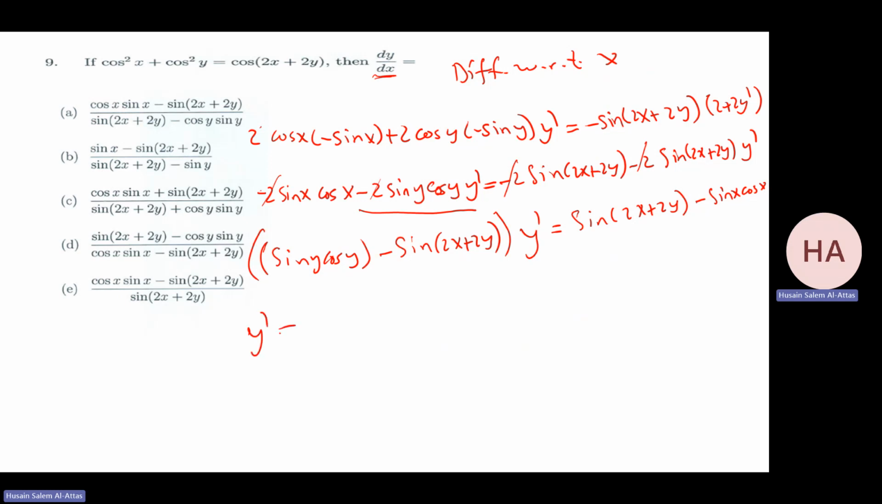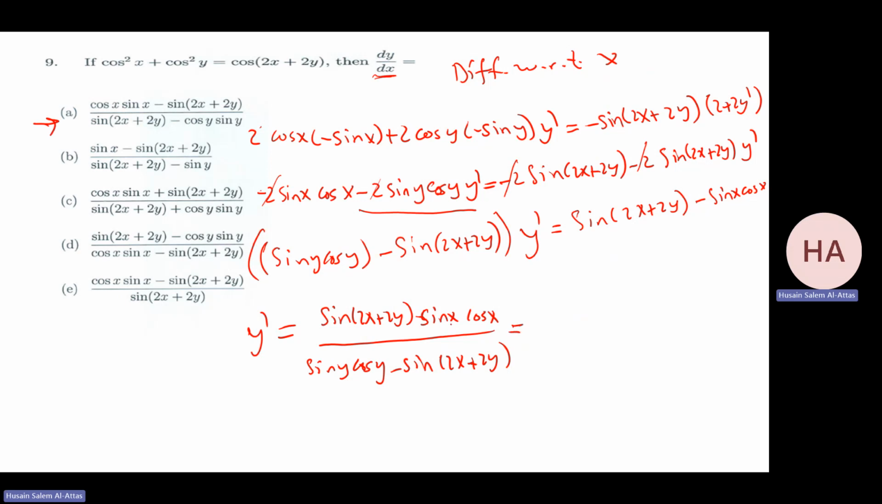So y prime will be (sine(2x plus 2y) minus sine x cosine x) over (sine y cosine y minus sine(2x plus 2y)), which is this one but with the minus sign. So if I multiply by minus the numerator and denominator, you have (sine x cosine x minus sine(2x plus 2y)) over (sine(2x plus 2y) minus sine y cosine y). That is the answer.